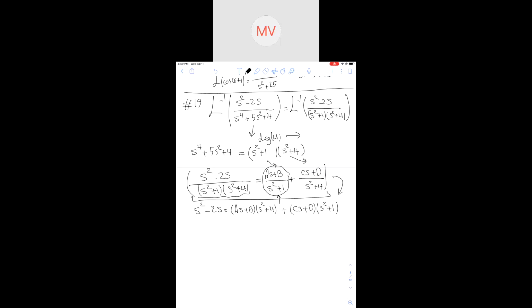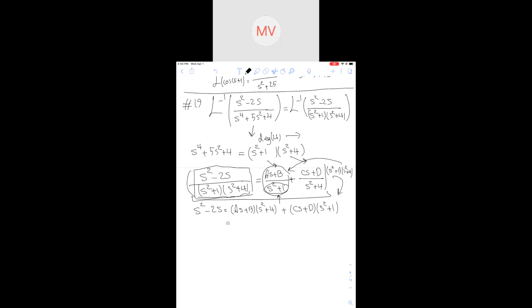Again, we multiply both sides by the common denominator, s squared plus 1 times s squared plus 4. If you multiply by this guy, that's the same expression in the denominator, so that goes away entirely. If you distribute, when you multiply by that one, only s squared plus 1 goes away, so you still have to multiply as plus b by s squared plus 4 for the first term. Similarly for the second one, s squared plus 4 goes away, and you have to multiply that by s squared plus 1.